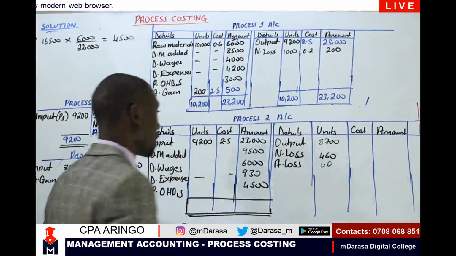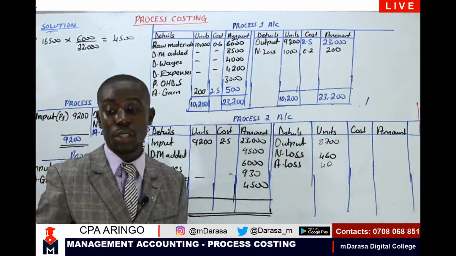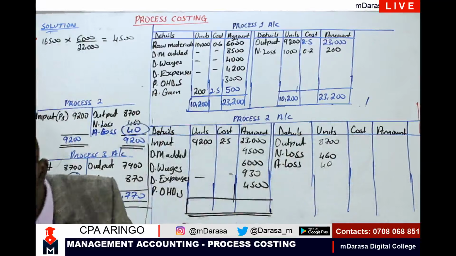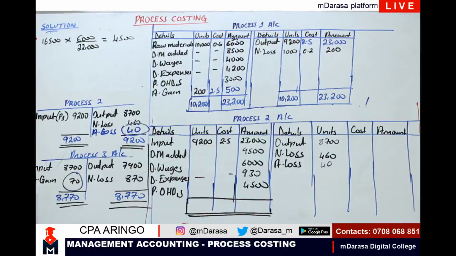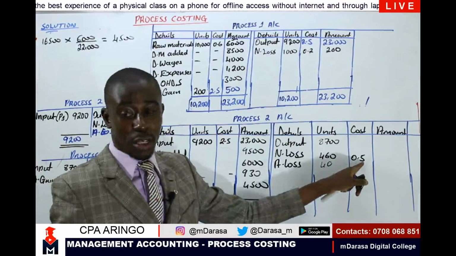After having that, now we want to determine our output values, normal loss value and abnormal loss value. For normal loss, that will be simple because you are given the value for normal loss. Look at output, normal loss in process of input, I'm given. Then scrap value, for process 2 I was given 0.5. So for normal loss, I should be having 0.5 there.